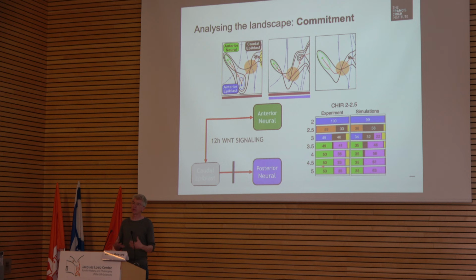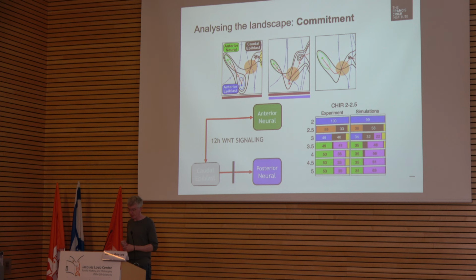A long-standing idea within developmental biology is that cells commit at some point to a particular fate. And here we can define that quantitatively on the basis of whether cells have crossed the saddle node, and what happens if you then change signaling at a particular time point.